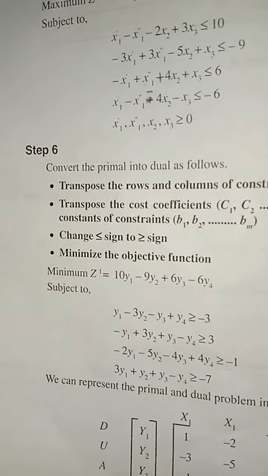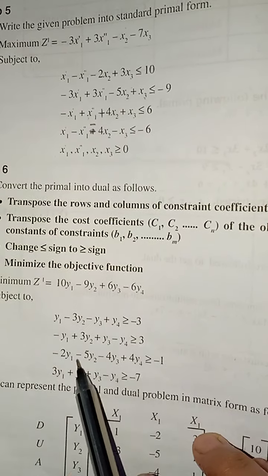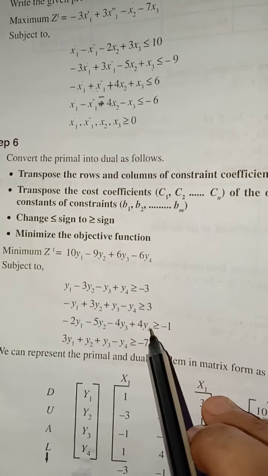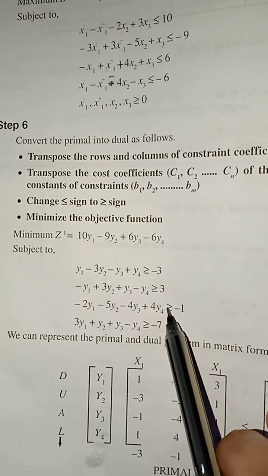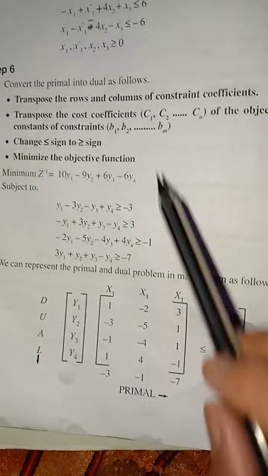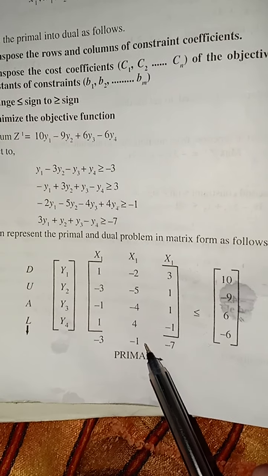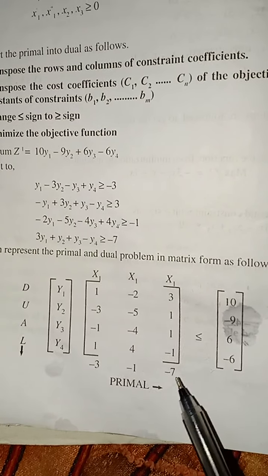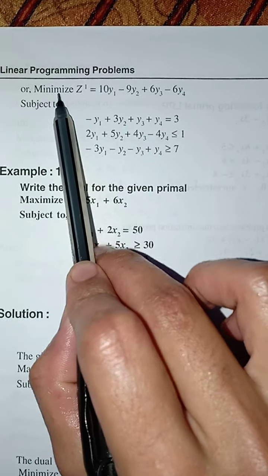Next, step 6, is again you have to transpose. In the last session we went through how to transpose that. All the rows will be converted into columns and columns into rows, and the values from the right hand side will go to the objective function, and the values from the objective function will come to the right hand side. Whatever equation you get, they have just represented in matrix format. This is not necessary, but in case you know, you can go for this. It's not compulsory.